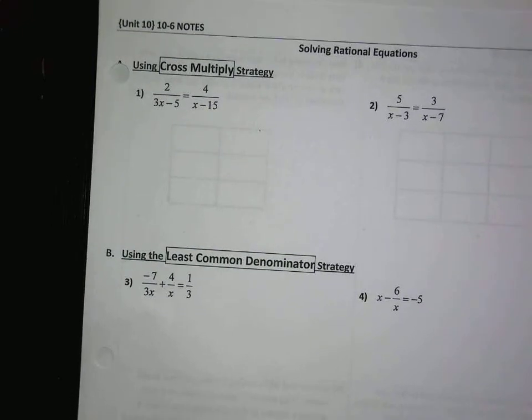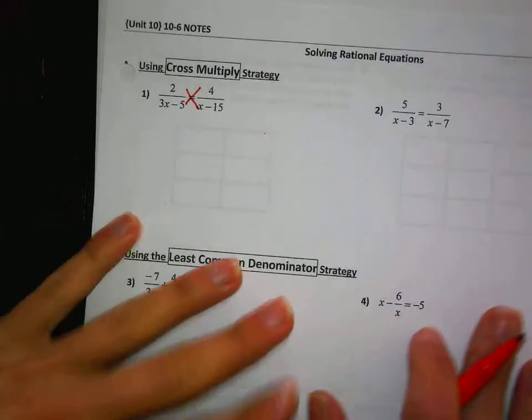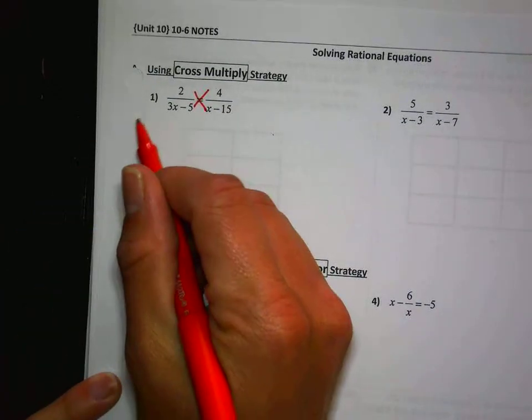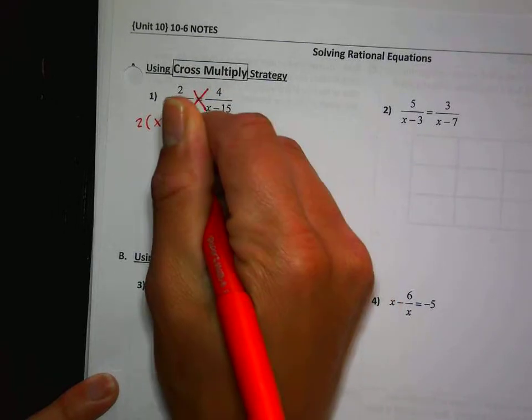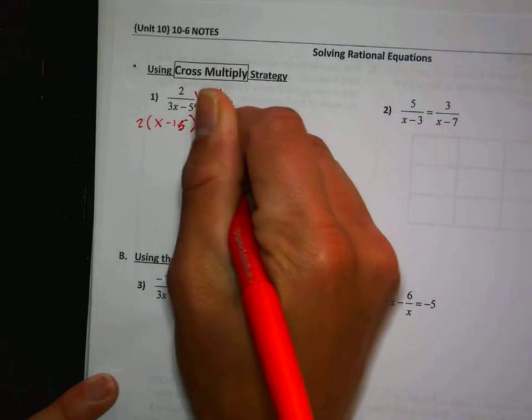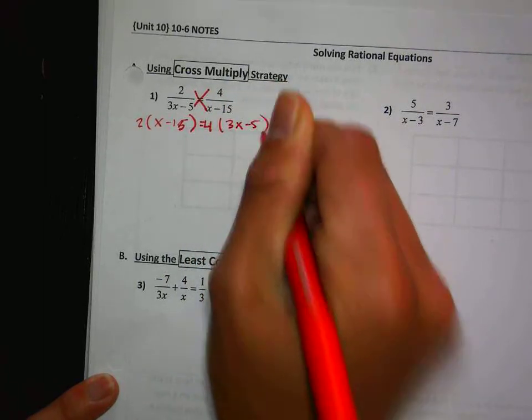There it goes. Today we're going to be solving rational equations. These first two examples should be pretty easy. All we're going to do is cross multiply here. So we are going to multiply 2 times x minus 15 and 4 times 3x minus 5.